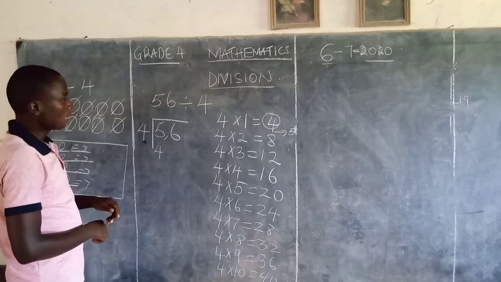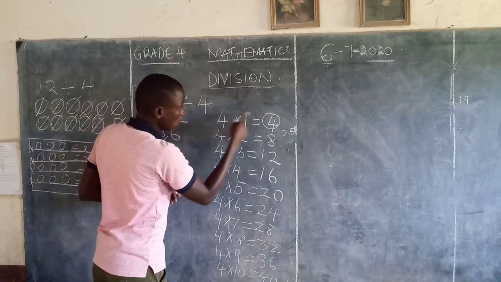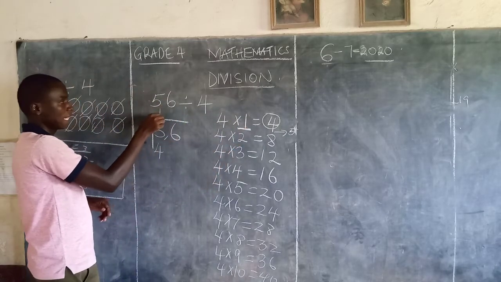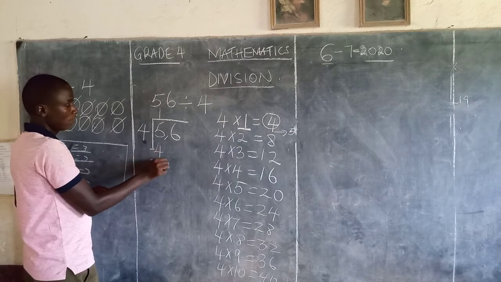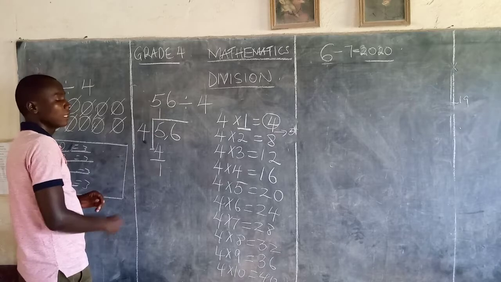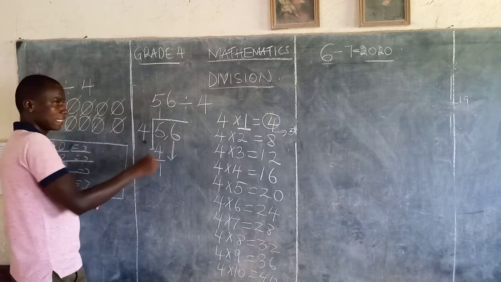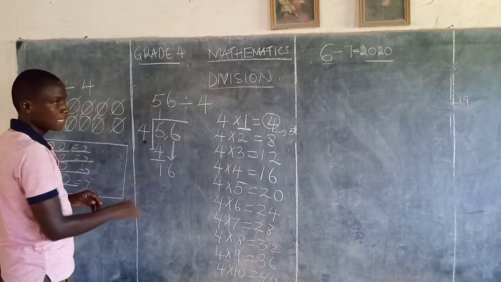Which number was multiplied by 4 to get 4? The number that multiplied by 4 to get 4 is 1. You take it and write it there above 5. Subtract here, 5 minus 4 to get 1. Drop what? Drop the next digit, which is 6, down to obtain 16.